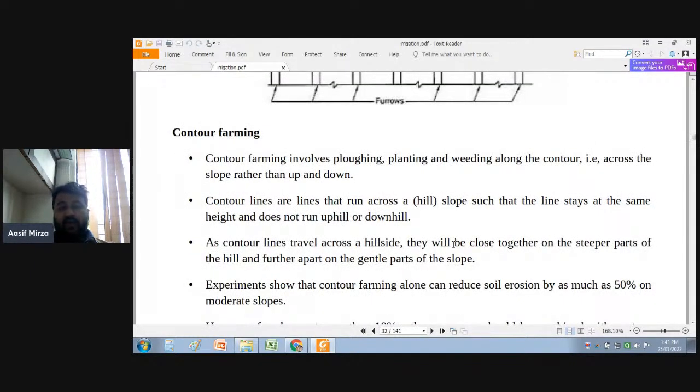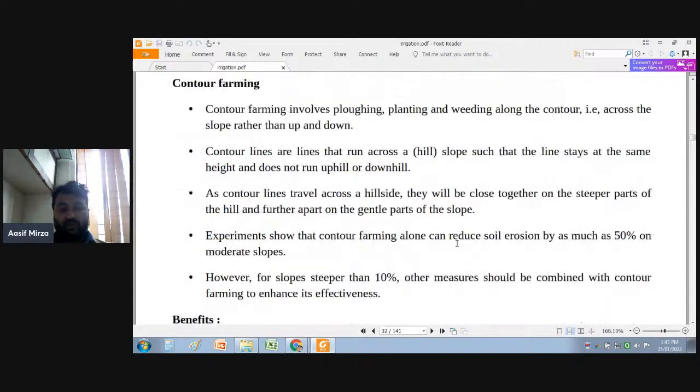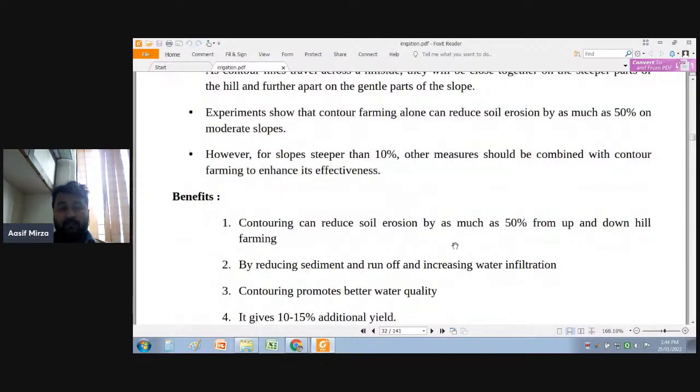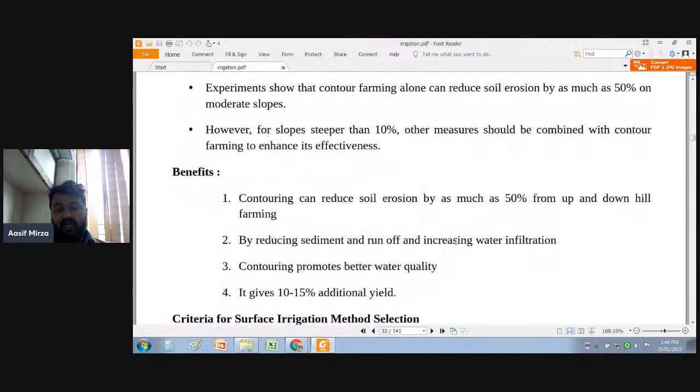Now, experiments show that contour farming alone can reduce soil erosion by as much as 50% on moderate slopes. However, for slopes steeper than 10%, other measures should be combined with contour farming to enhance its effectiveness. Now, what are the benefits of this method? Contouring can reduce soil erosion by as much as 50% compared with up and downhill farming, by reducing sediment and runoff and increasing water infiltration. Now, contouring promotes better water quality. It gives 10 to 15% of additional yield.